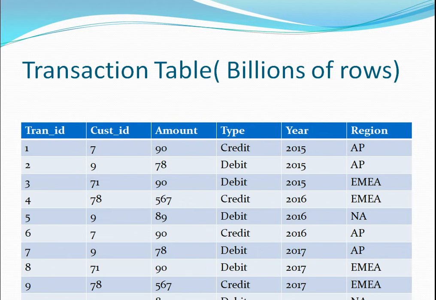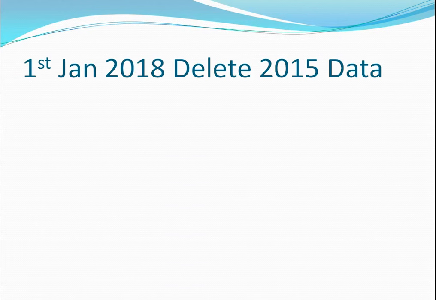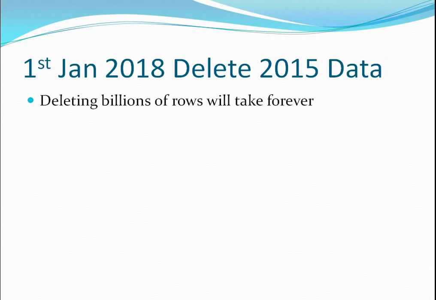Now let's see how that's going to happen for a table with billions of rows. On 1st January 2018, I'm going to delete all the 2015 rows. Now it's a DML operation and that's going to take forever. If you want to delete billions of rows, even with an index in a huge table, trust me guys, it's going to take a lot of time. So what's the second option that we have here?